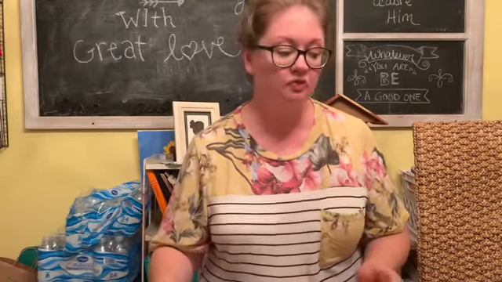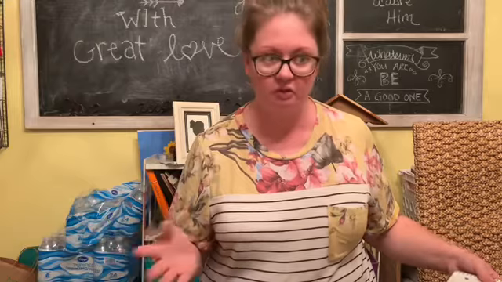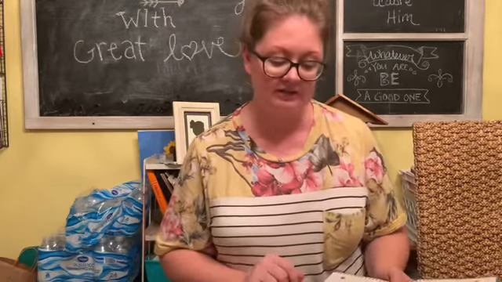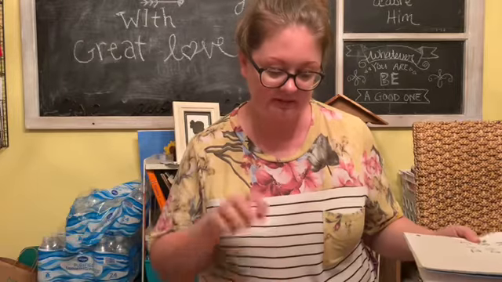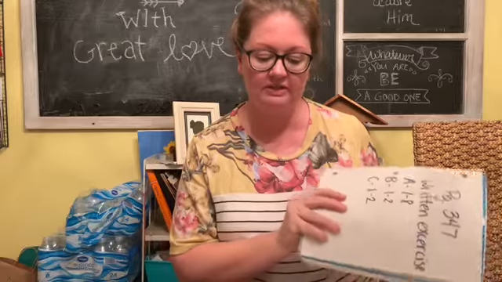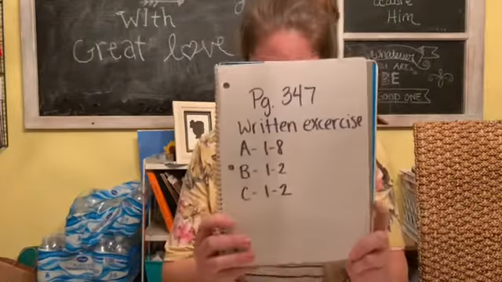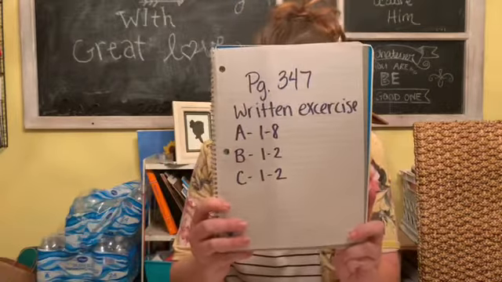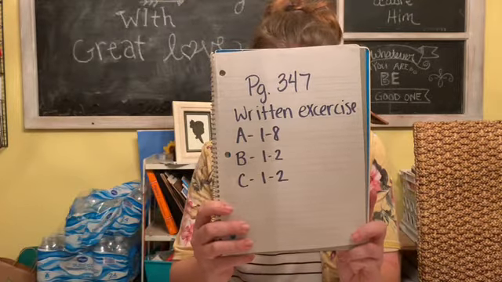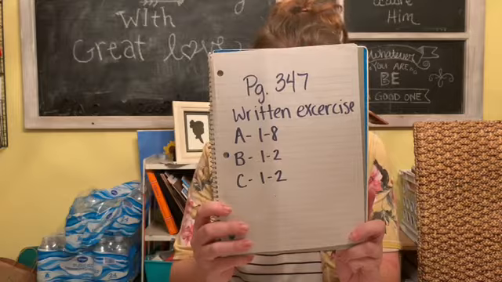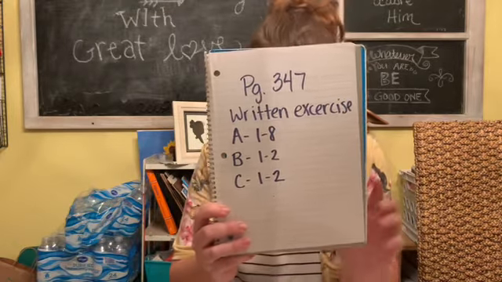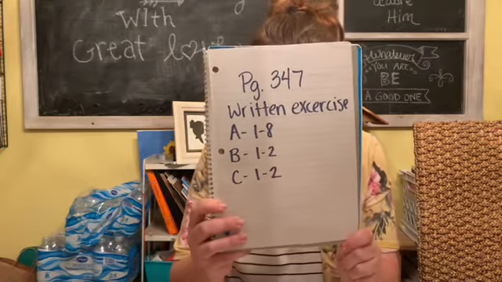All right, so for your homework or schoolwork, you are going to do page 347, written exercise, 1 through 8 for A, B, 1 and 2, and C, 1 and 2, okay? All right, so on part A, you are not writing the sentence. You are only telling me, is it a direct quotation? Does it need quotation marks? Or is it indirect? Okay, so that's part A.